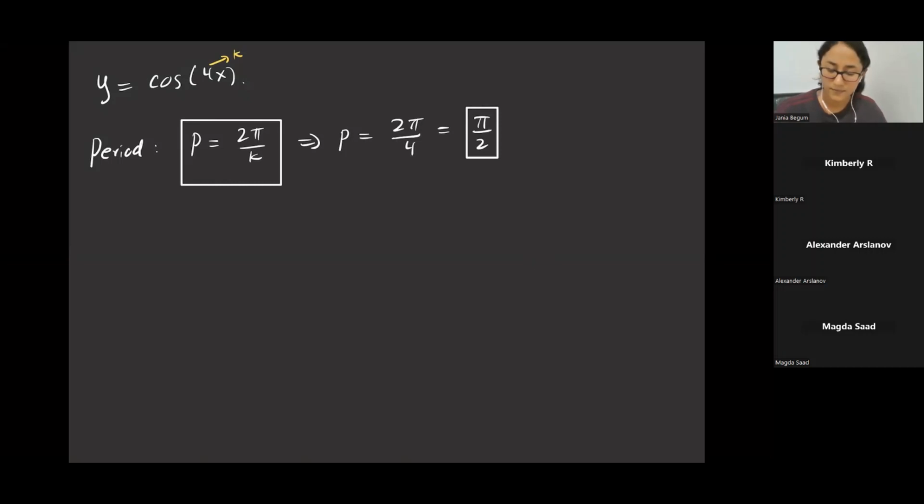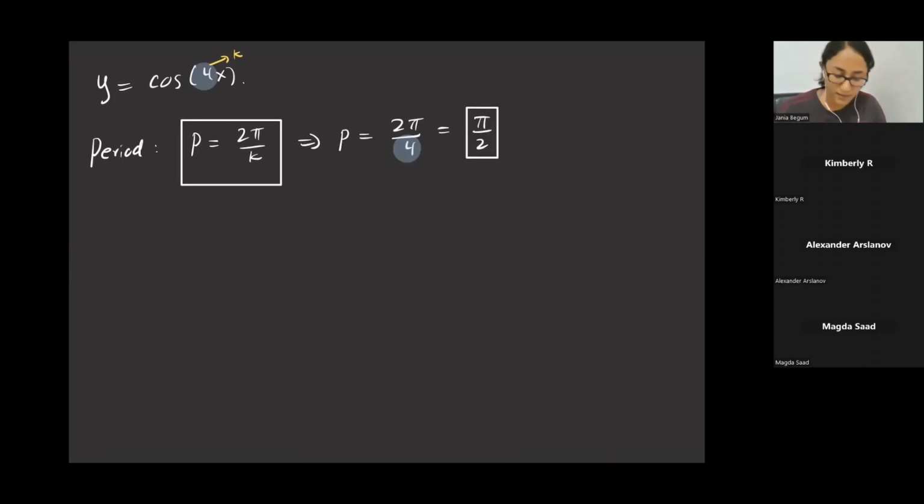So you just take the 4x, you put the 4 in the bottom, and the numerator is always 2 pi. It's always 2 pi over K. K is the number right in front of X. This is your K. So I just replace it where K is.